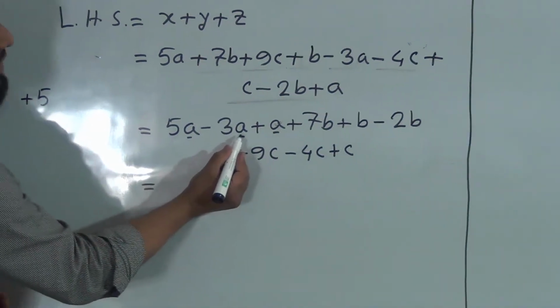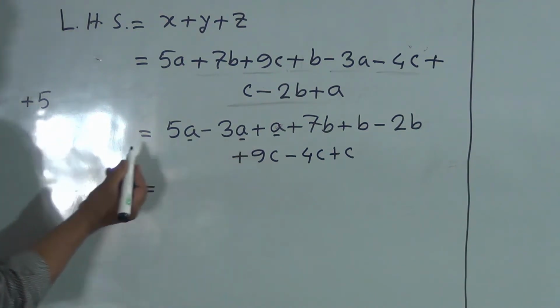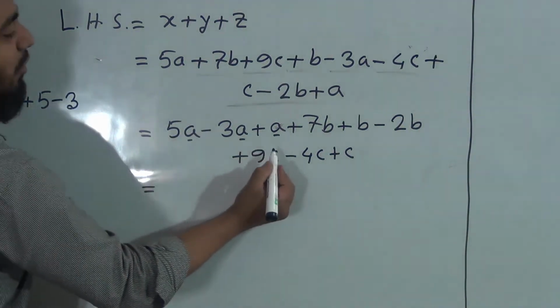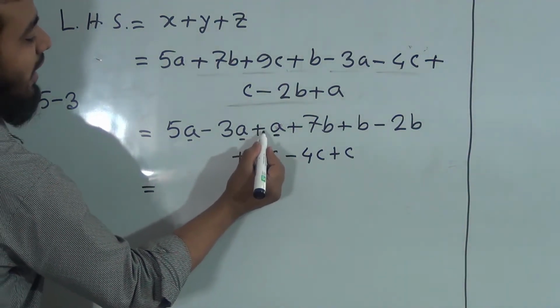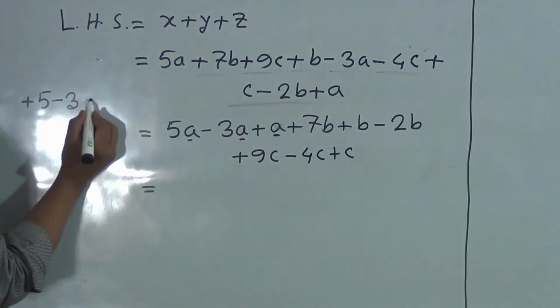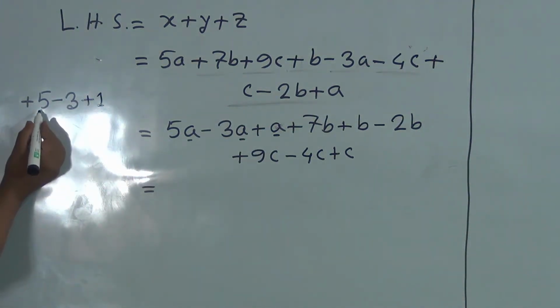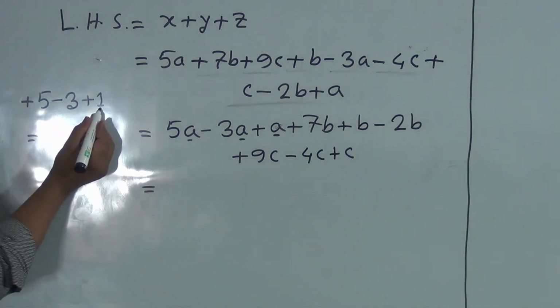Next, for the second term of a, we have minus 3 as the coefficient of a. That is why our second numeral will be minus 3. And the third numeral will be 1, because the third term of a has plus 1 as the coefficient. So plus 1 will be our third numeral.